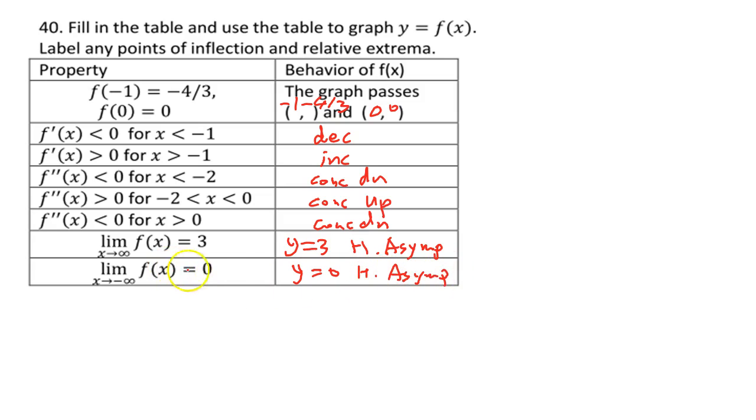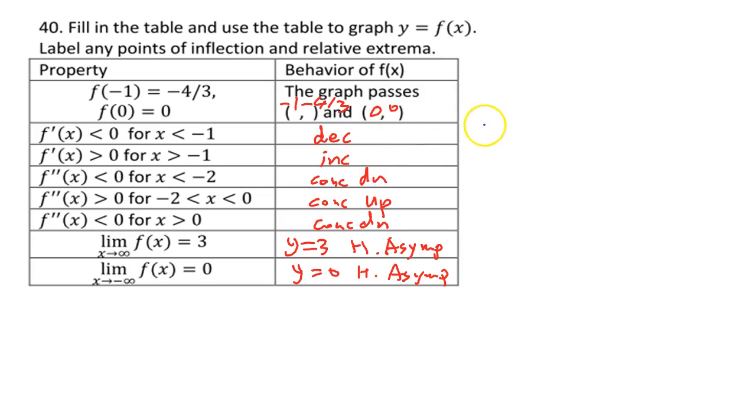And so y equals 0 will be the horizontal asymptote, the place where the graph gets closer and closer to as x goes to the left. And as x goes to the right, the graph has to be closer and closer to y equals 3. Now, let's try to draw the graph using the information that we have.